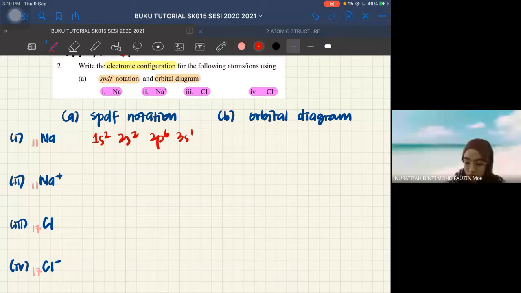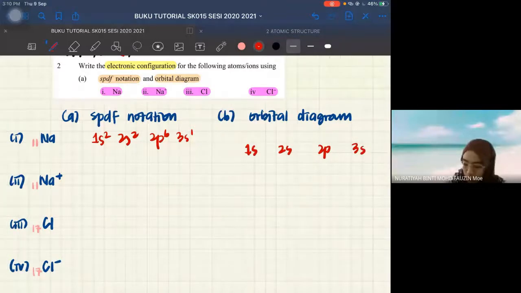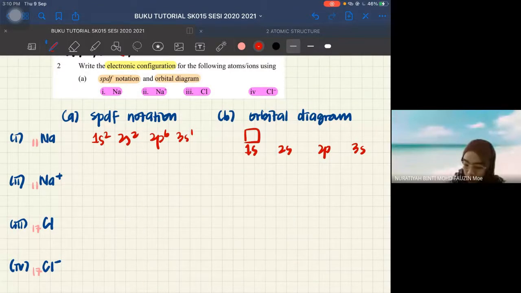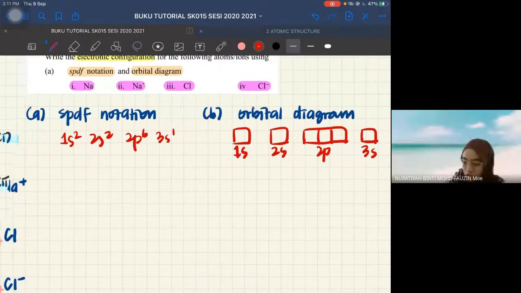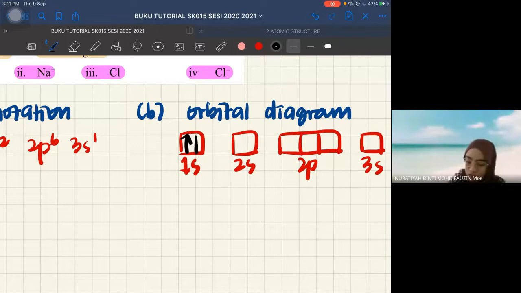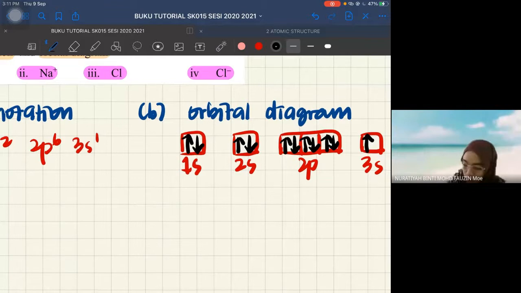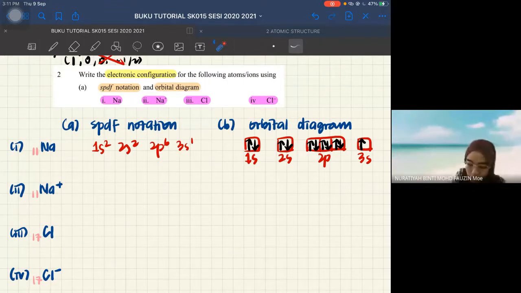So to draw your orbital diagram, you will basically write down 1s, 2s, 2p and 3s. So 1s, satu kotak because it is s orbital, satu je orientation. And then p, you have 3 orientations. So ada 3 kotak. 3s, ada 1 orientation. So you will fill in your electrons. 11 electrons, 1, 2, 3, 4, 5, 6, 7, 8, 9, 10, 1 more, 11. Okay. So that's how. So next, sodium plus. So maksudnya awak ada berapa elektron ni?